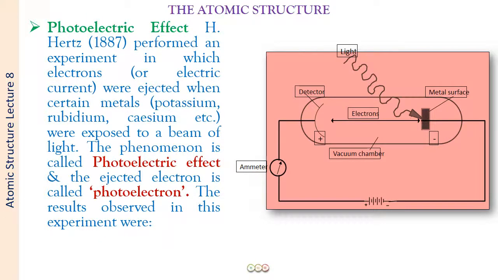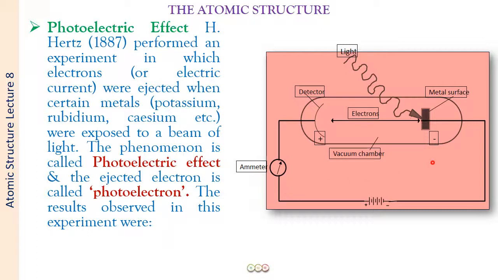So let us see what the photoelectric effect is. Photo, light; electric, electricity. So something related to light and electricity is what this effect is about. H. Hertz, in the year 1887, performed an experiment in which electrons were ejected when certain metals like potassium, rubidium, and cesium were exposed to a beam of light. Electrons are responsible for electric current, and this happens on exposure to a beam of light, hence photoelectric effect. The ejected electron is called a photoelectron.